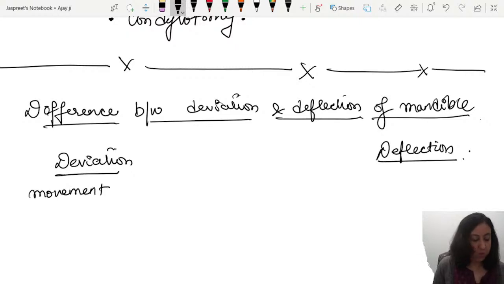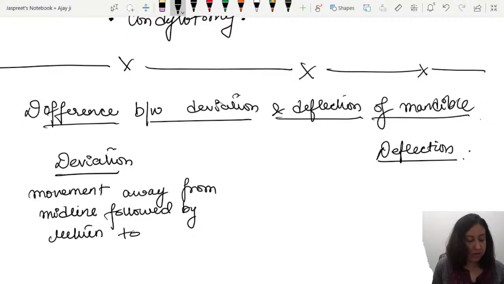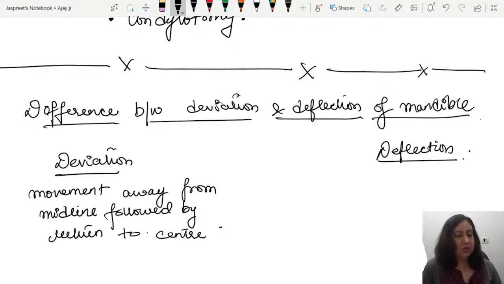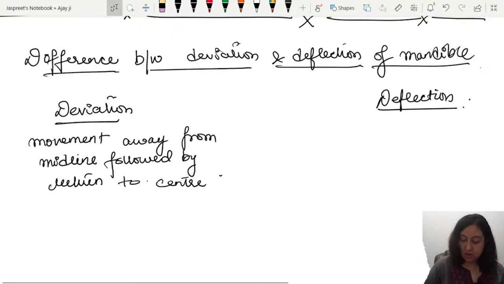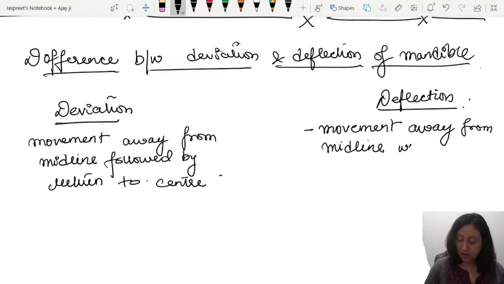Deviation is movement away from midline followed by return to center. Alright, followed by return to center. Now, deflection is movement away from midline. Movement away from midline without return to center.